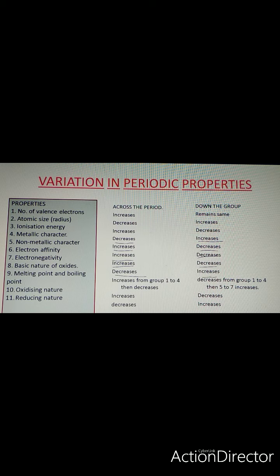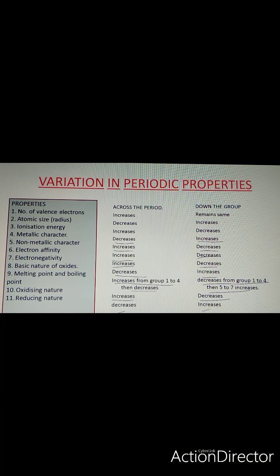Melting point and boiling point increase from group 1 to 4 and then decrease. Oxidizing nature increases across the period and decreases down the group. Reducing nature decreases across the period and increases down the group. Okay, so you should remember this because it is very important.